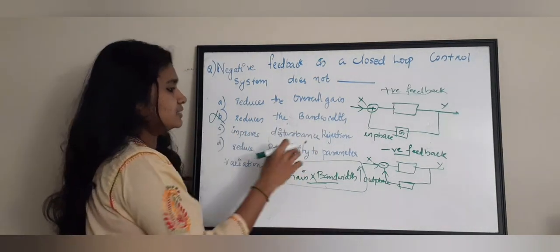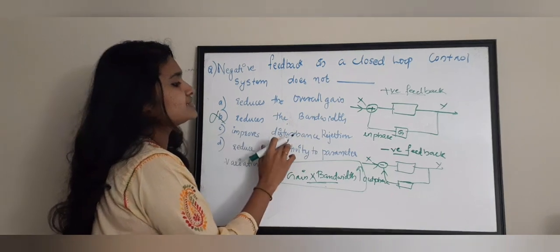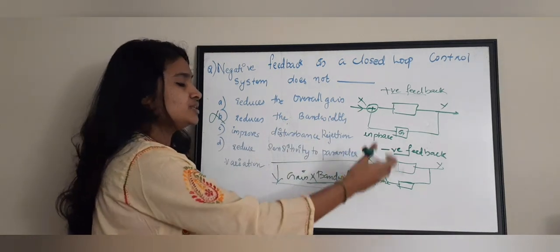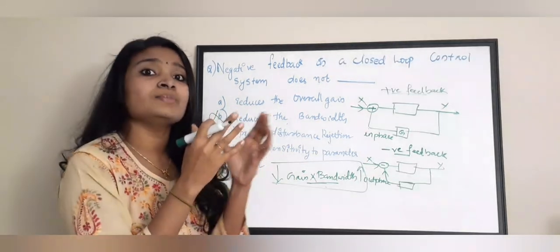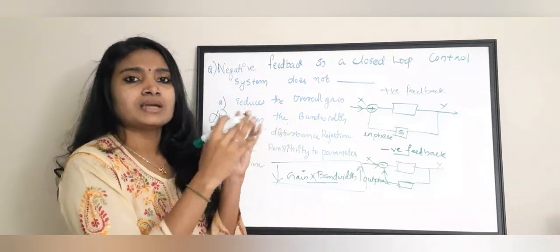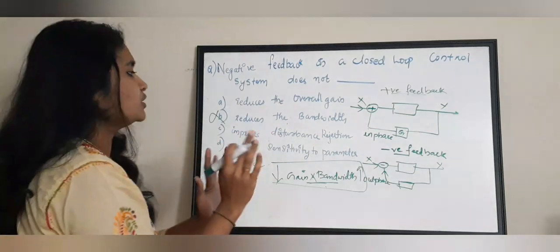Now option C, I'll just check. Improves disturbance rejection. Yes, the negative feedback is actually added to reduce the disturbance coming from the input. So that is happening in a negative feedback control system.